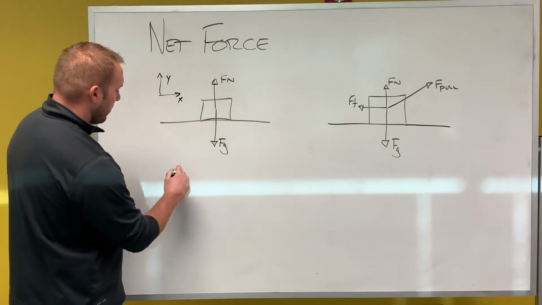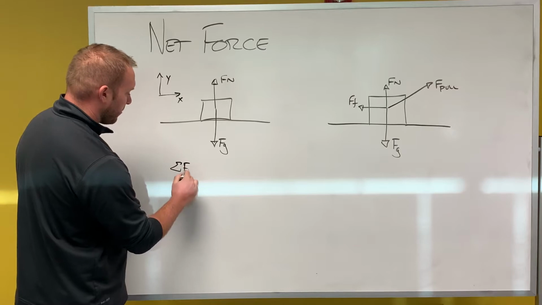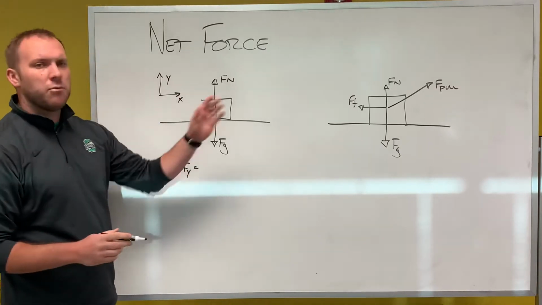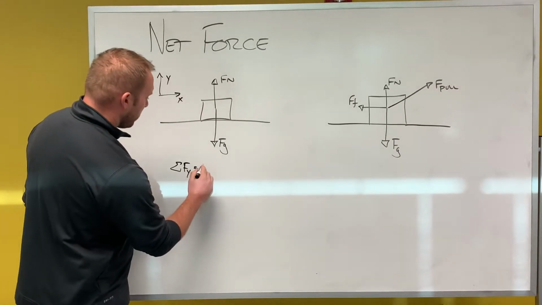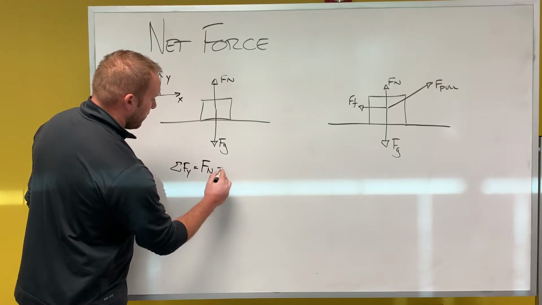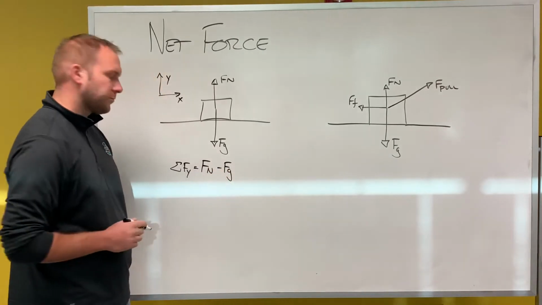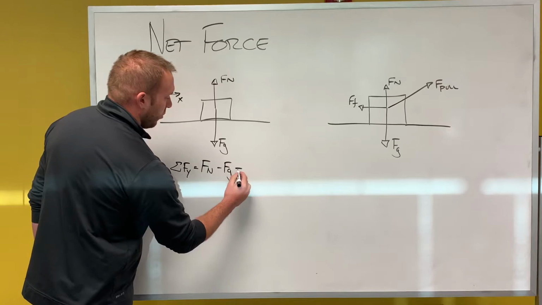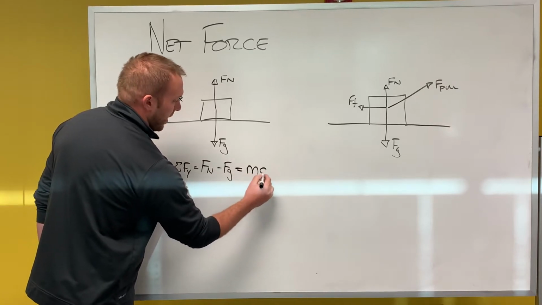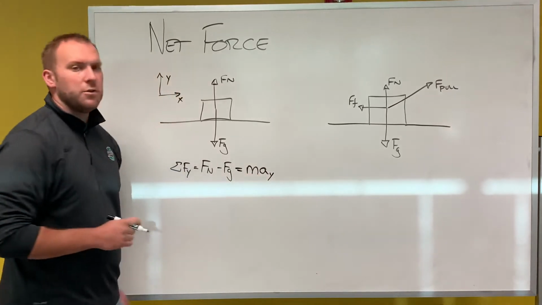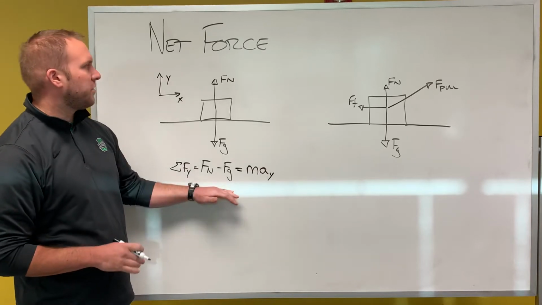In this case, the sum of my forces in the Y direction, because I have no forces in the X direction, is going to be my normal force minus my force of gravity. And we'll learn that I'm going to cause that to equal mass times acceleration in the Y direction. And this is how I would set up that problem.